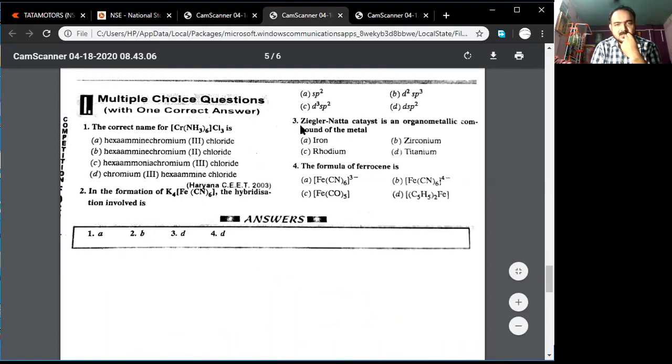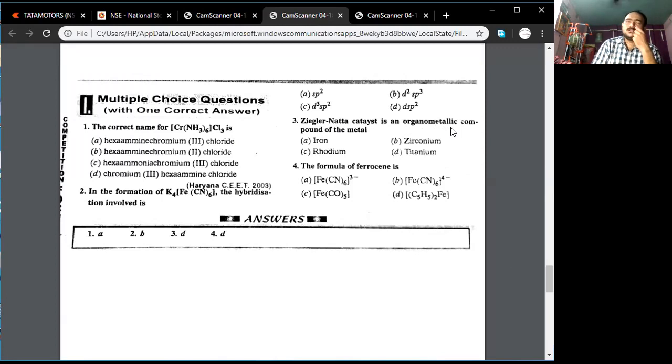Now in this case, Ziegler-Natta catalyst is an organometallic compound. Actually organometallic chemistry is a bridge between organic chemistry and inorganic chemistry. In case of organometallic compounds, there should be a direct bond between the metal and the carbon or organic moiety. The Ziegler-Natta catalyst is an industrially important catalyst. Generally it is composed of aluminum and titanium. So titanium is the answer. You can see here that 3D is the correct answer.